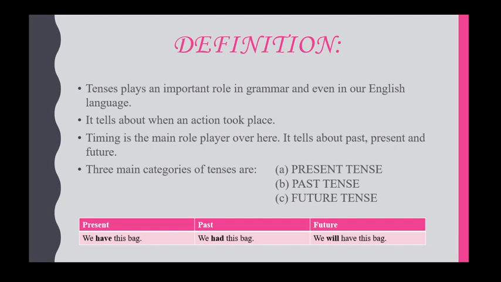First comes the present. We have this bag. So I am having one such, that is present. We had this bag. So I had the bag, that is the past. And I'll be having one such, that is the future tense, that is we will have this bag. So I think you are very clear with the first slide, that is about the definition.